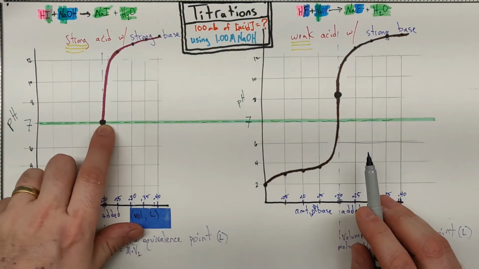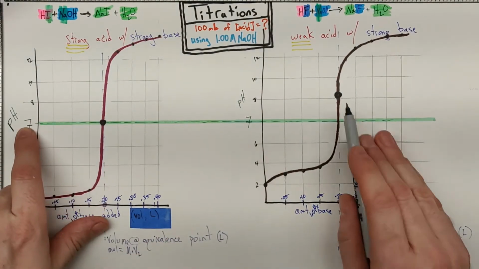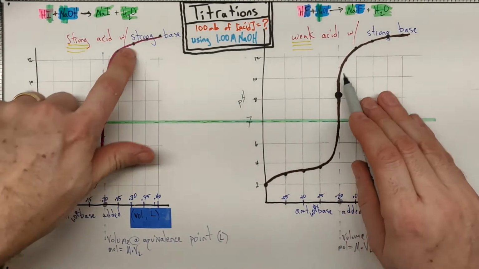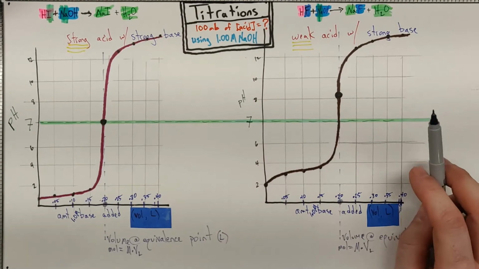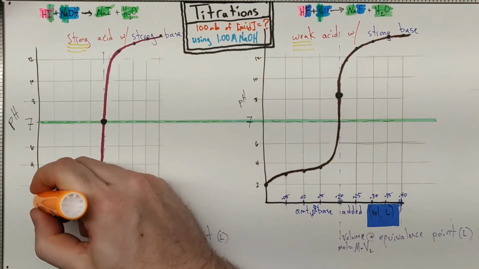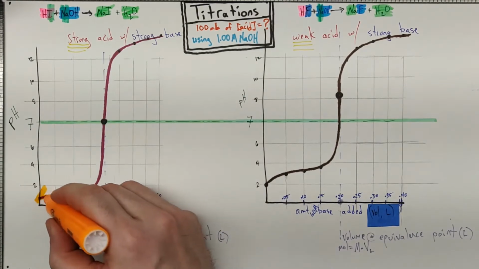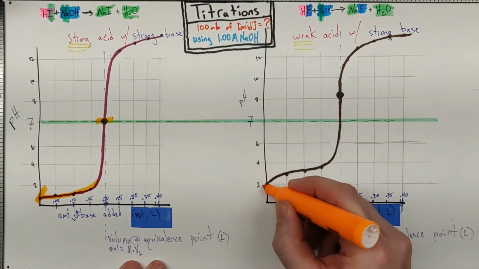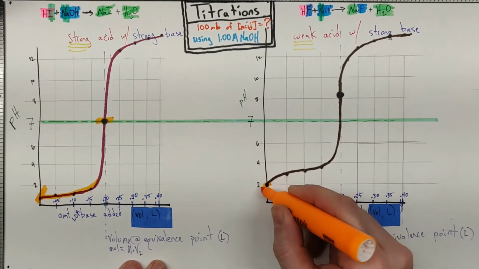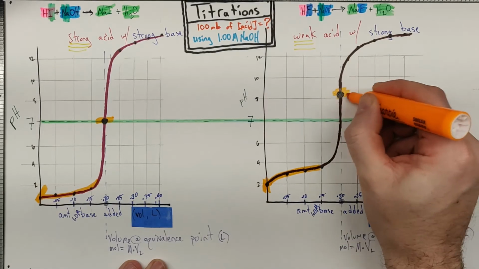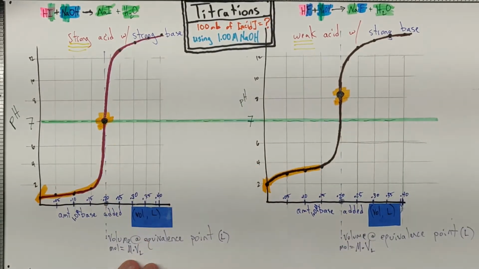Right here, we've got our equivalence point at pH 7. Right here, we've got our equivalence point at around pH 8.2. And then after this, things end up the same. So the key areas where we're seeing differences are right at the beginning, along with this shape, and then the equivalence point, and the location of that equivalence point. All right, so those are the key areas we'll have to address in differences.